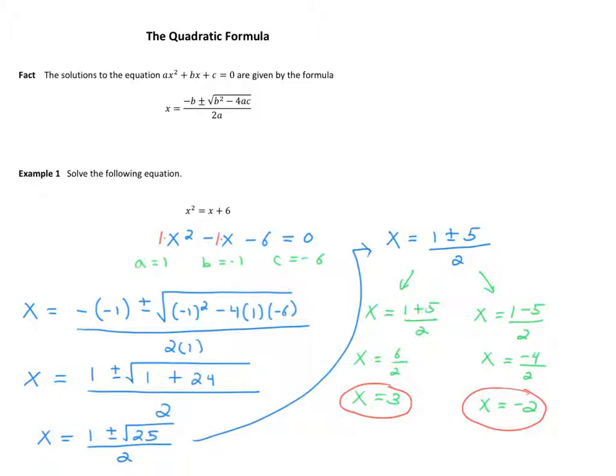This is, of course, not the only way to solve this equation. We could factor it, we could try completing the square to use our square root property, but this is just another way to go about solving an equation that has an x squared in it.